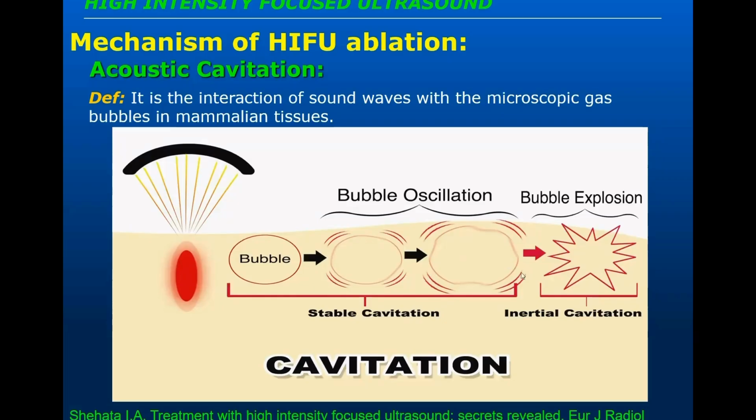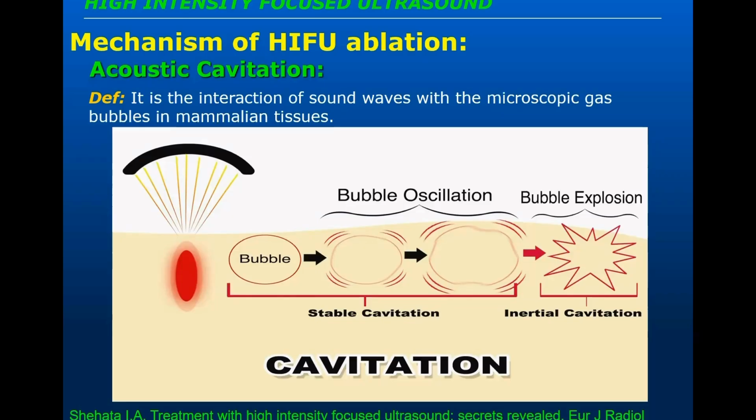Now, if you exceed a specific threshold, and this threshold is different for different tissues, liver is different from kidney, from bone, whatever, these bubbles cannot tolerate any more pressure, so they rupture. When they rupture, they cause lots of damage. This is what we call inertial cavitation. This rupture power, guys, is very strong. Some people argue that it can actually break a piece of diamond. So when you have these explosions in the tumor, this is how you kill the tumor.